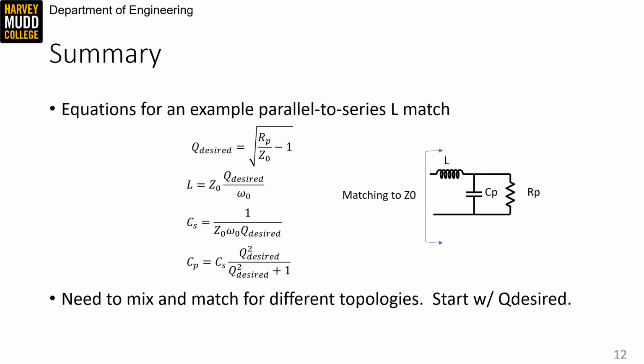So in summary, I've provided equations for an example parallel to series L match. And you can see those equations in the middle of this page. It's worth practicing with those equations, but also understanding how to derive them for different L networks. Because we need to mix and match these equations slightly for different topologies. Remember, the trick is always start with Q desired, and then move on to calculating L and C, and finally transforming out of the series or parallel transform back to reality.